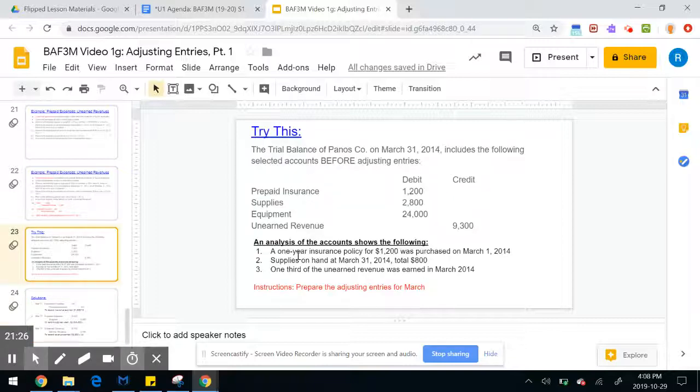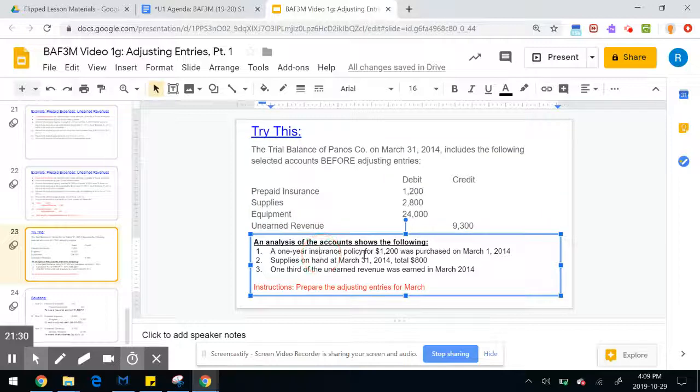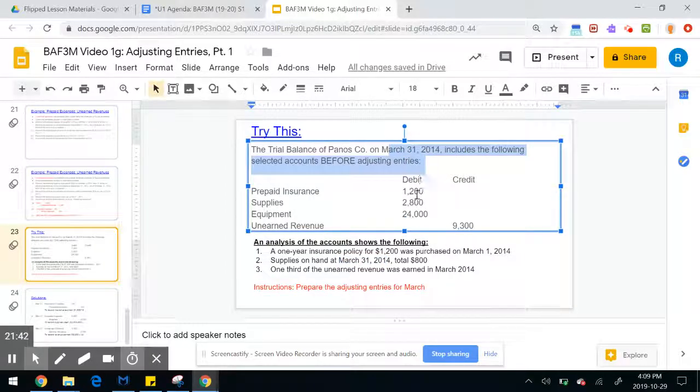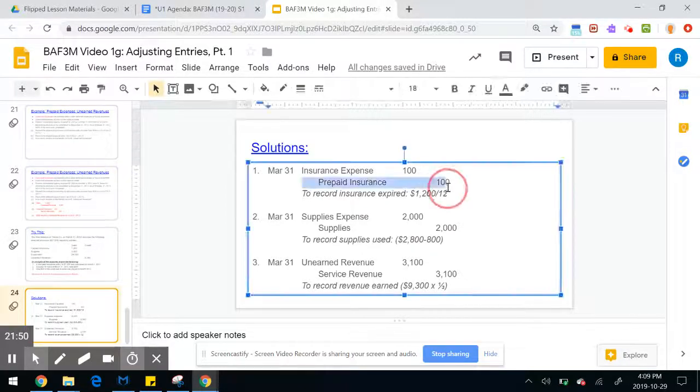Okay, so I won't go through all of these. I'll just give you the quick notes in case anything was confusing. So for number one, the insurance policy worth $1,200, which is what it was worth before, was purchased on March 1st, but it's now March 31st. It's the end of the month, and it's a 12-month policy. So what we need to do is debit insurance expense for $100 and credit prepaid insurance to decrease the value of prepaid insurance by $100, because that's what we've used of the 12-month policy over the course of this first month.